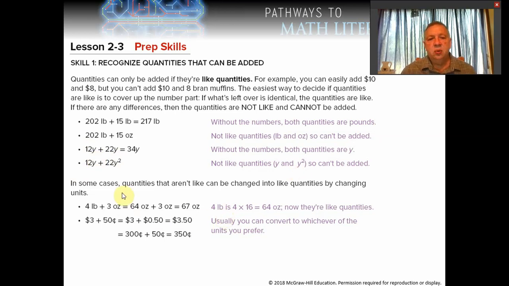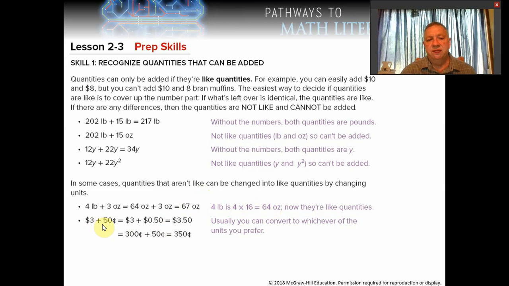In some cases, quantities that aren't like can be changed into like quantities by changing units. So I can do 4 pounds plus 3 ounces. There are 16 ounces per pound, so I can do 4 times 16, change that over to ounces, and now I've got everything in ounces, and that's 67 ounces. 4 pounds is 4 times 16, which is 64 ounces.